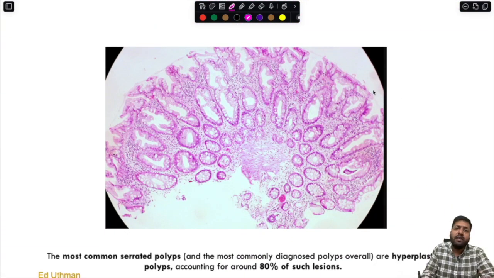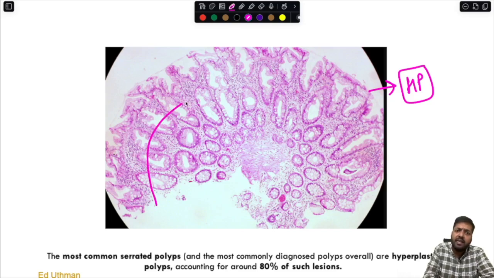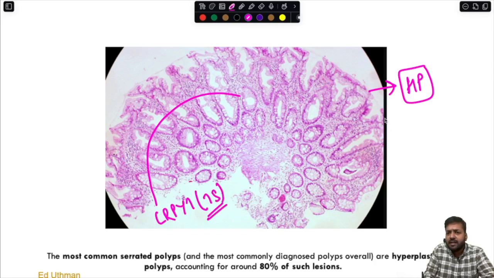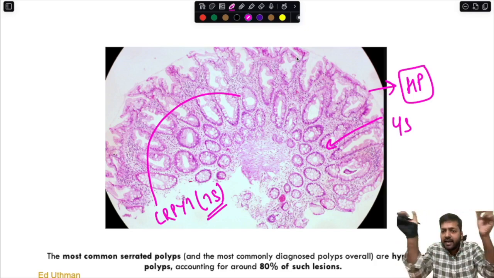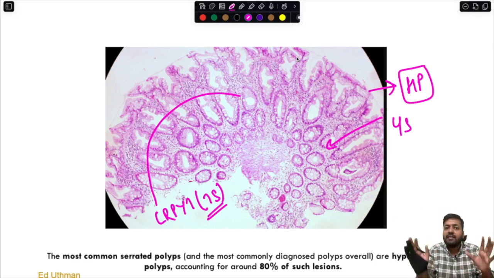So over here, this is a hyperplastic polyp. The first important thing you can see is that there are these different crypts. Over here, these crypts are in the transverse section, whereas this crypt over here is in the longitudinal section. What I want to tell you is that all these crypts are uniformly arranged. They are not having a complex arrangement. They are arranged one by one like this. They are narrow and uniformly arranged.